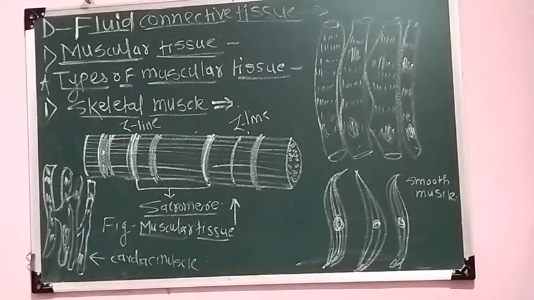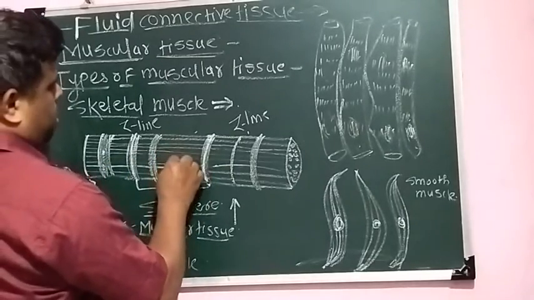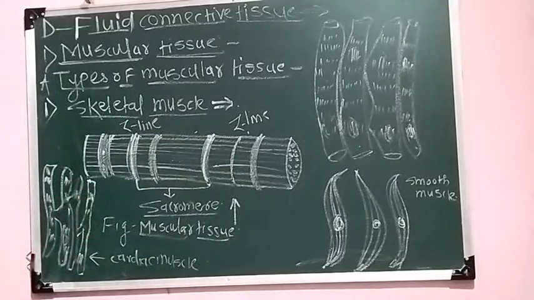I repeat my sentence. Each muscle fiber is covered with a covering that is called a sarcolemma, or the sarco covering. So that outer covering is called a sarcolemma, and the cytoplasm of these is called the sarcoplasm. Whatever fluid is present in this particular tissue is called the sarcoplasm, and the covering of these tissues is called the sarcolemma.